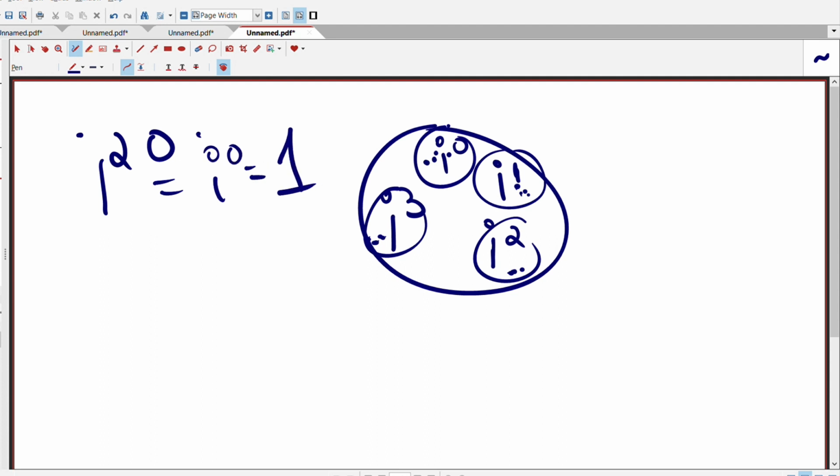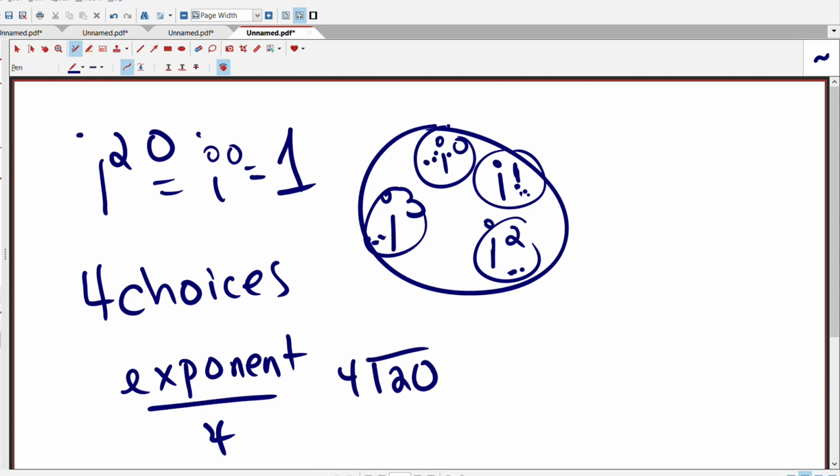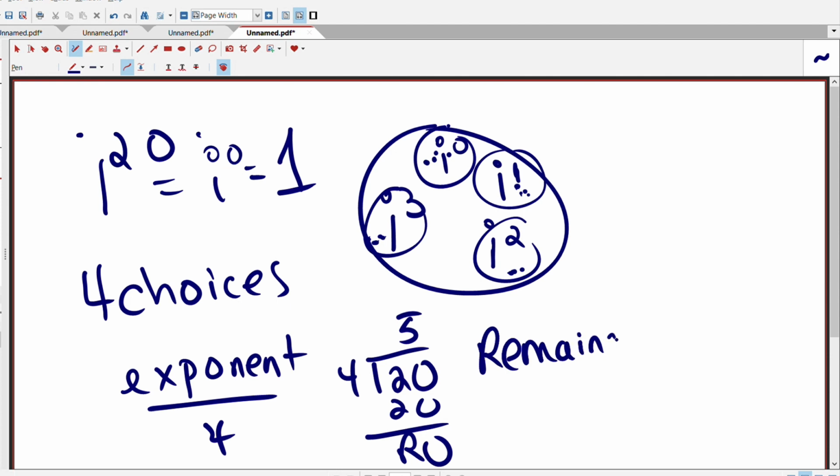Now, since there are 4 choices, it might be easier to just take the exponent and divide by 4. So if we take 4 into 20, you get a 5. And what's the remainder? The remainder is 0. That remainder becomes the new exponent. So it's i to the 0, and anything to the 0 power is 1.